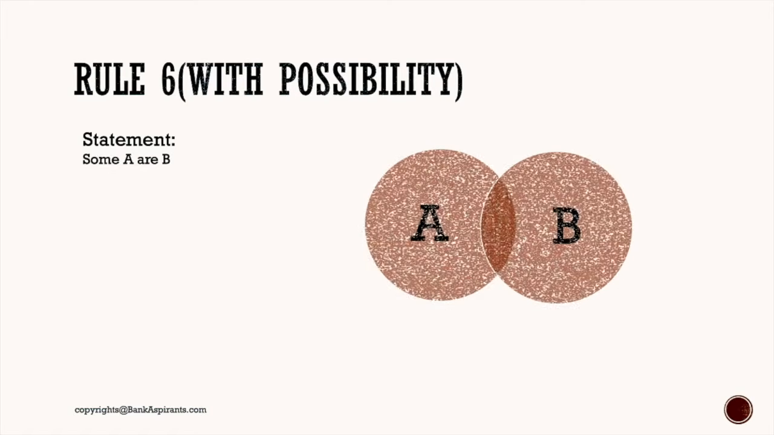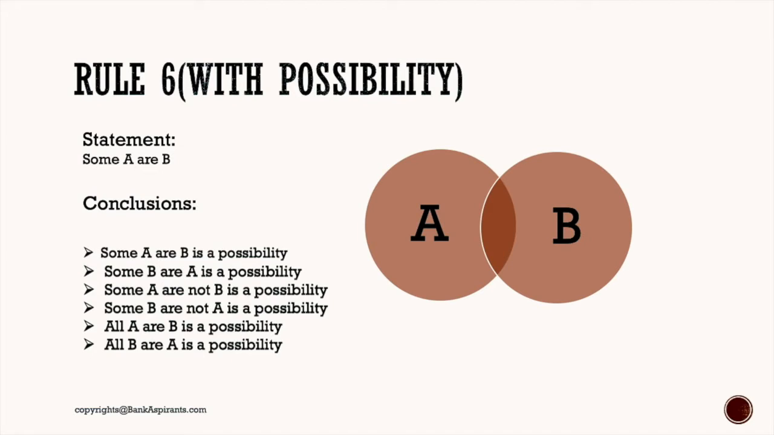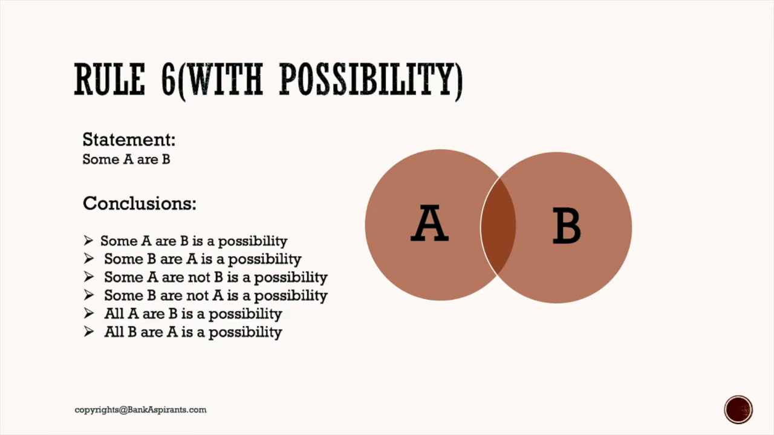See, rule 6 with possibility. Statement: some A are B. So we are going to draw a diagram with some A are B. Only some part of A and B are intersected. Now we are going to see what the conclusions are, what the possible conditions are for this diagram. Okay, so these are the possible conditions. See, now let's see what they are.